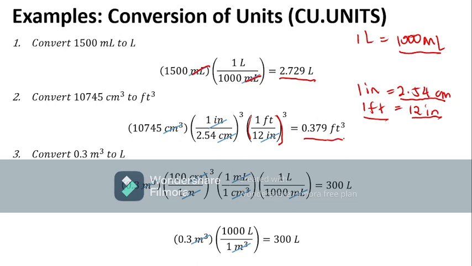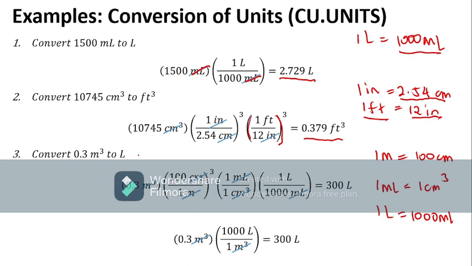Okay? Then, next, 0.3 cubic meters to liters. So, 2 ways. If ever nakalimutan niyo yung direct conversion factor, we can go with first, 1 meter, 100 centimeter. Then, we can also use 1 ml, 1 cc, or 1 cubic centimeter. Then, 1 liter, 1,000 ml. So, ulit ko lang yung mga kailanganin nating units. Conversion factor. So, convert cubic meters to cubic centimeter.